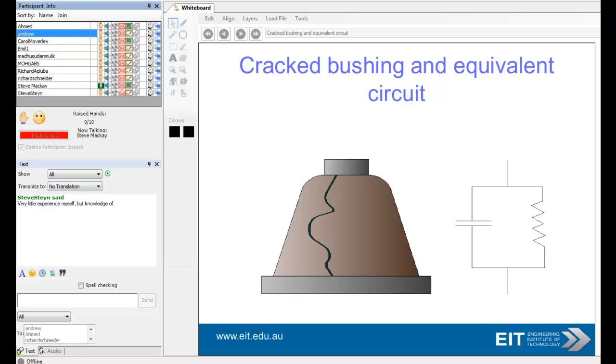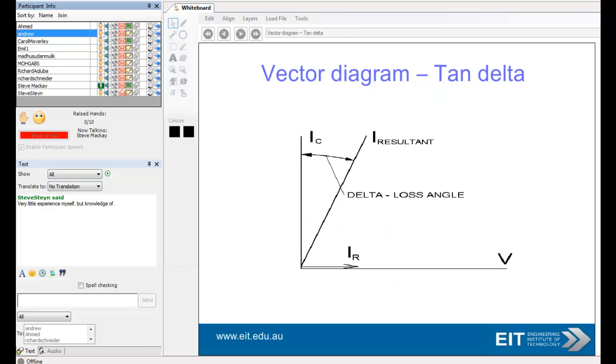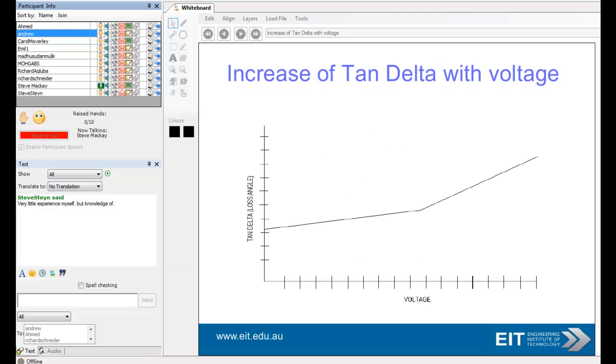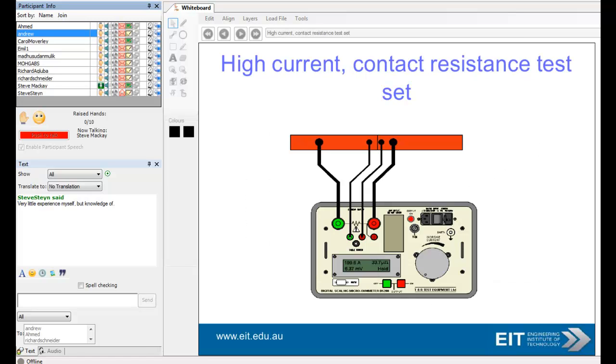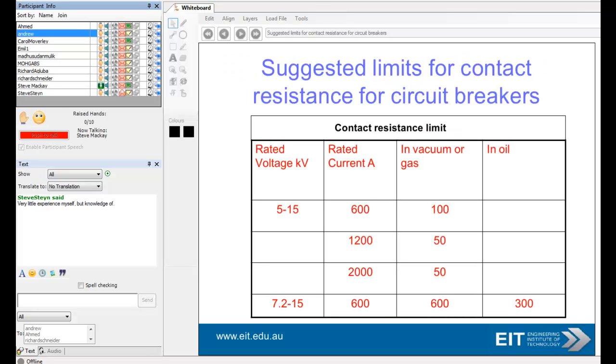There's an example of one. Crack bushing in an equivalent circuit. Here's tan delta. Increase of tan delta with voltage. High current contact resistance test set. Limits, here's some suggested limits for contact resistance for circuit breakers.